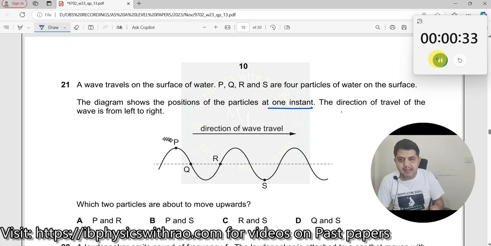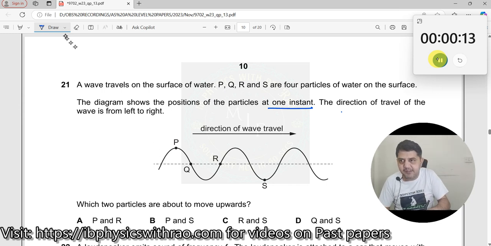Now, as the wave goes, which two particles are about to move upwards? The moment you took the photo, this was the distribution. But at the next instant, what could happen to the particles? Which of these particles will be moving upwards? Some of them will be moving upwards, some of them will be moving downwards. Now let us understand what can happen.